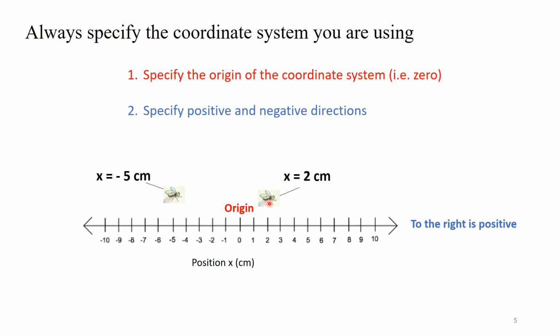Okay, so here are the 2 tips. You always specify the origin of the coordinate system. That means you choose a 0 point and you choose positive and negative directions. Usually the right is taken to be positive and left is taken to be negative of the origin. Technically you can choose whichever direction you want, left to be positive or right to be positive, but usually we take right to be positive. It's just convention. Here are the 2 illustrations of the fly at a positive position and a negative position. This quantity x is the position of the fly in this one-dimensional coordinate system.